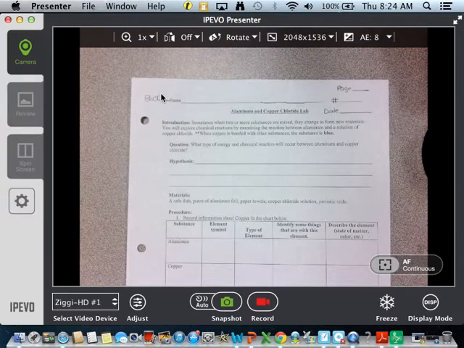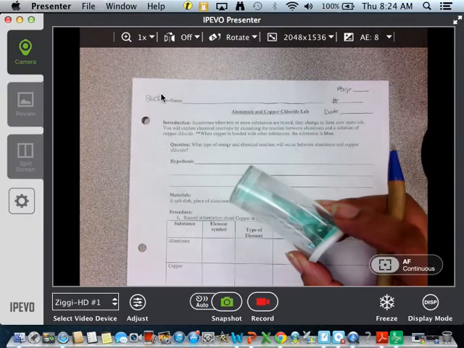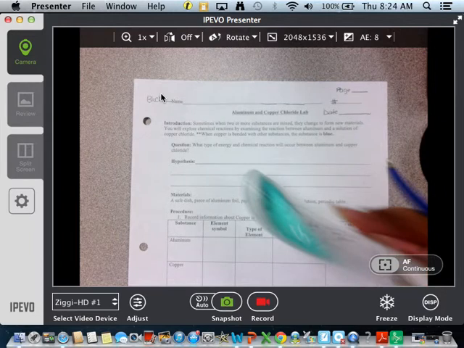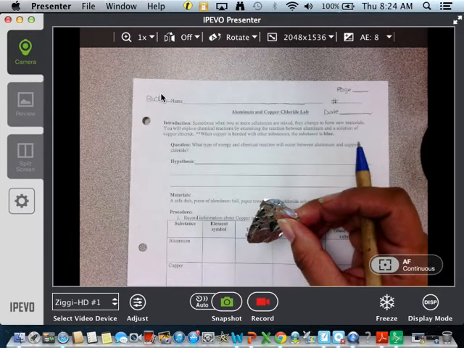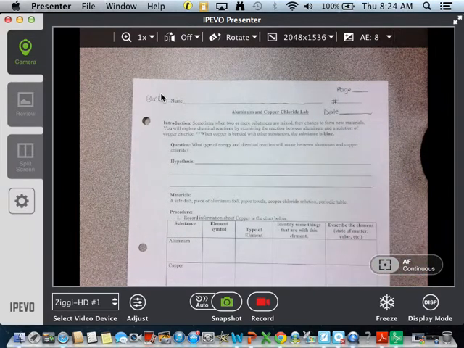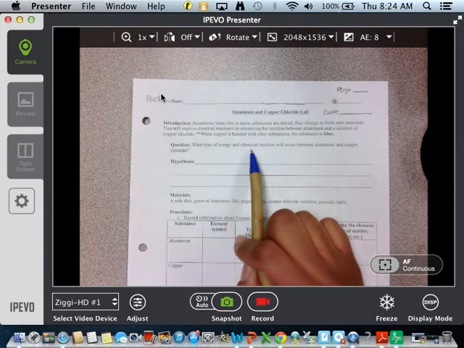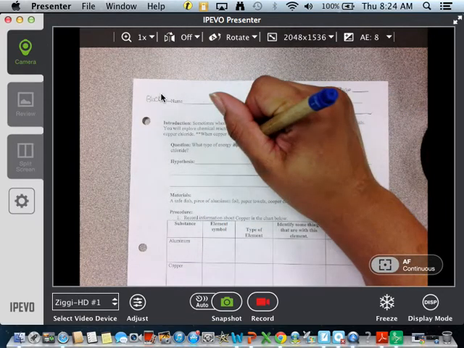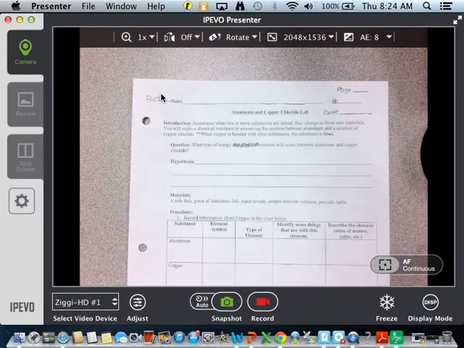All right, so you have this sheet here. Like I said, the blue liquid that you're going to get looks like this, and you're also going to get a piece of aluminum. But your question here is, what type of energy and chemical reaction? You should have crossed out "and chemical," and just looking at what type of energy reaction will occur between aluminum and copper chloride.